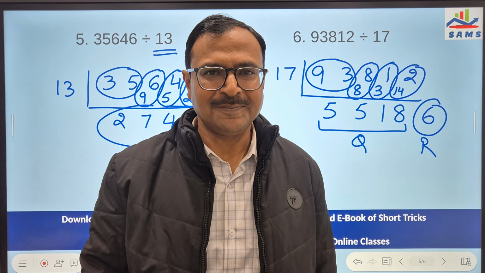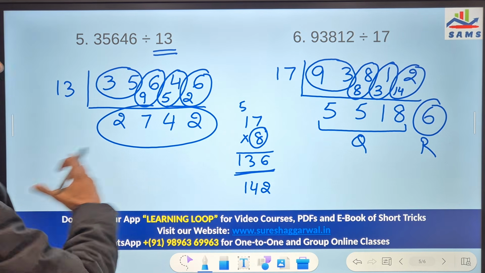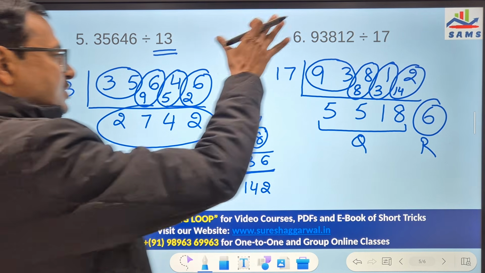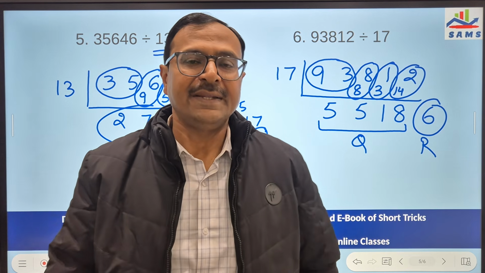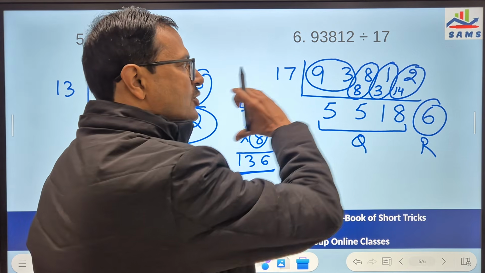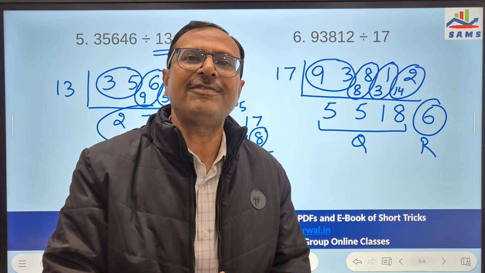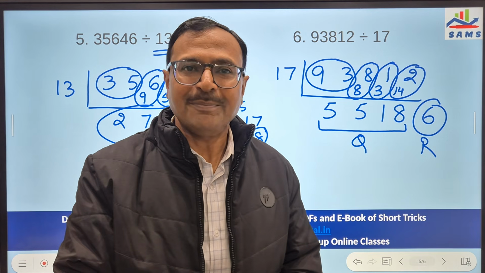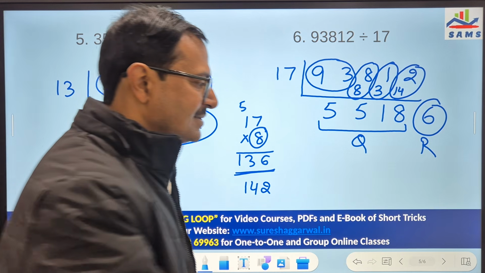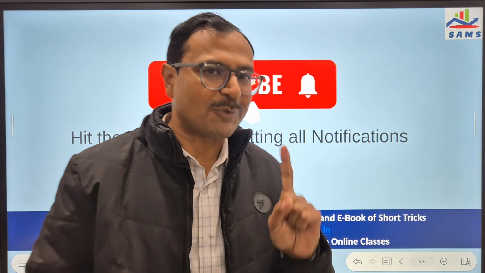See friends, little bit of practice and the vertical steps, so many different steps, they get converted into horizontal single line division trick. This is the beauty of Vedic maths. This is the beauty of mental maths. But practice is the first thing you have to do after watching the video.